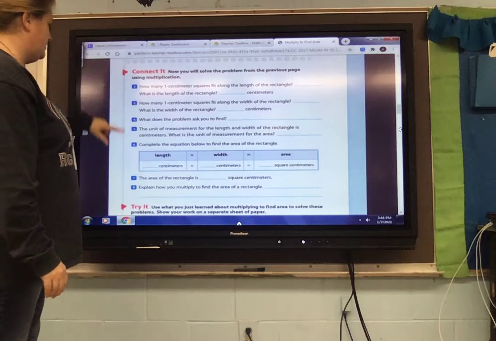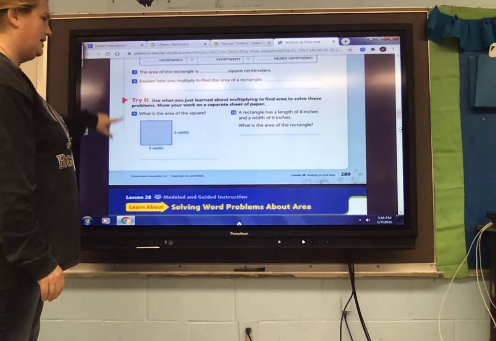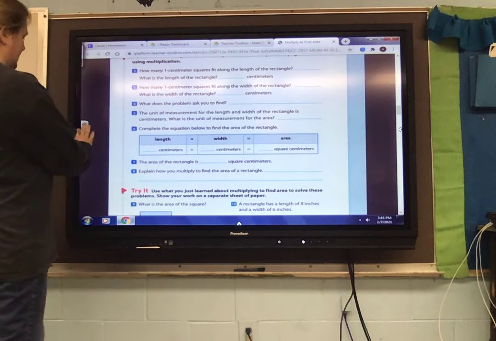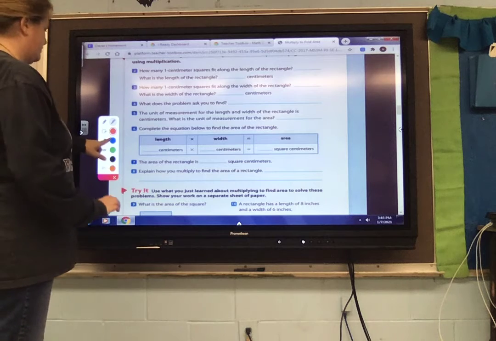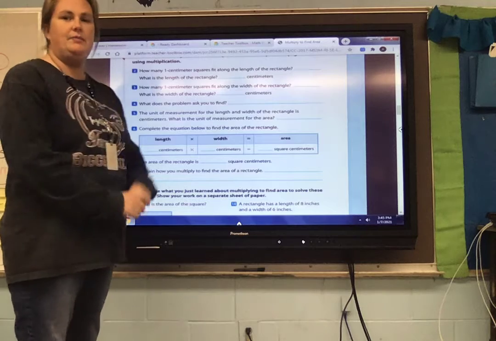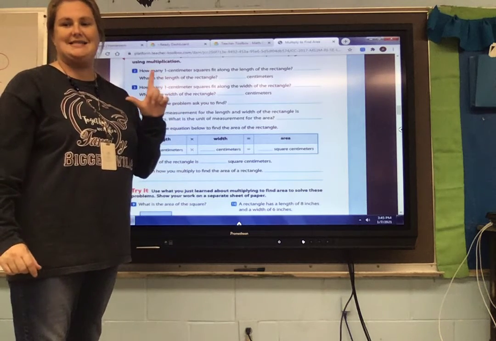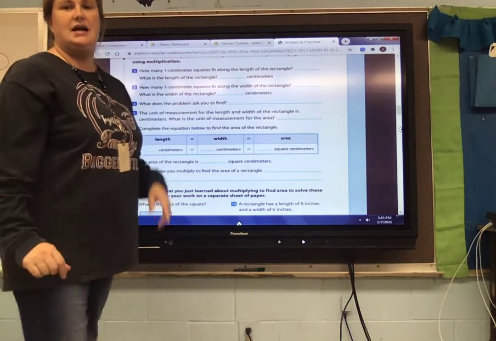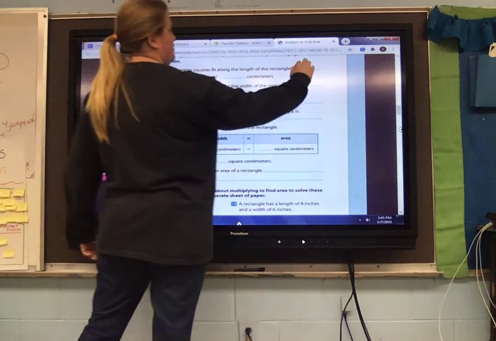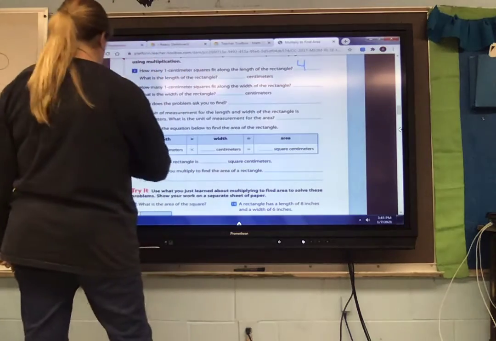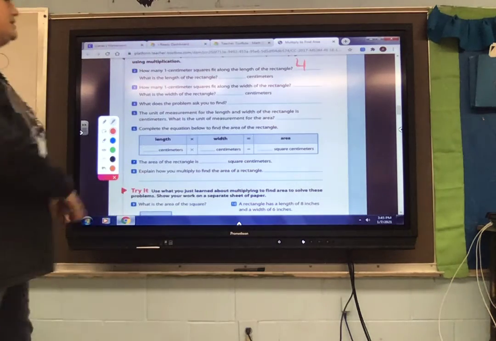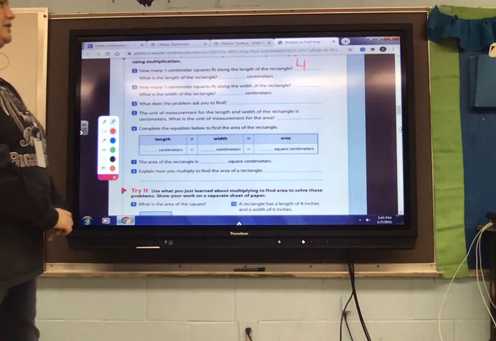So let's go to 289 and let's look at number 2. It says, how many 1 centimeter squares fit along the length? Remember, length is our long side. So the length of that rectangle had 4 centimeters on that longest side. So we're going to put a 4. I'm going to do it in red. I think I like red better. 4 centimeter squares along that length, the long side.